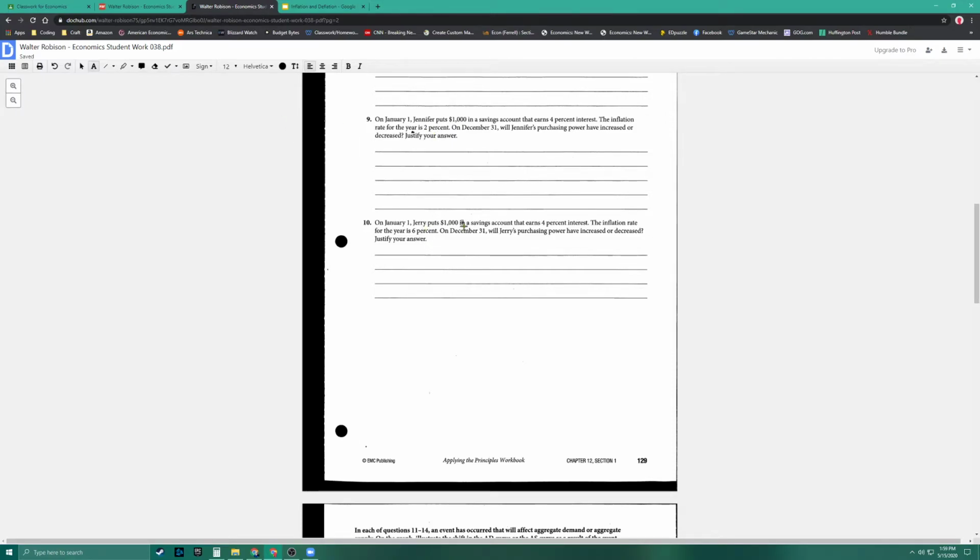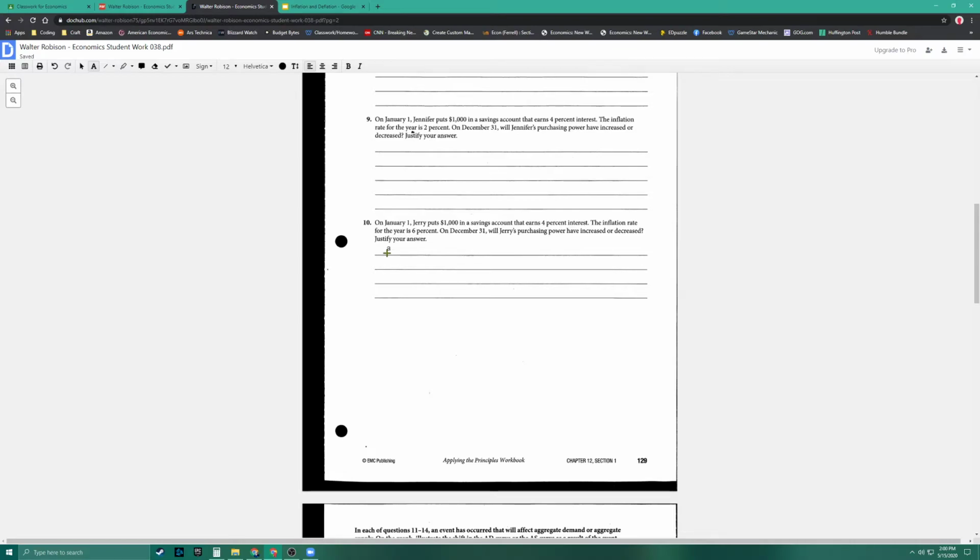Jerry, on January 1st, also puts $1,000 in the savings account, and it's also earning 4%. However, where Jerry lives, the inflation rate has increased to 6%. So on December 31st, will Jerry's purchasing power have increased or decreased? Justify your answer. Well, both Jennifer and Jerry have made the same amount of interest, 4%. The difference between these two is that for Jennifer, the inflation rate only rose 2%. So she was still able to stay 2 percentage points ahead of the inflation rate. So she made money. However, Jerry is unlucky. He is 2 percentage points under the inflation rate. So Jerry actually has decreased purchasing power.